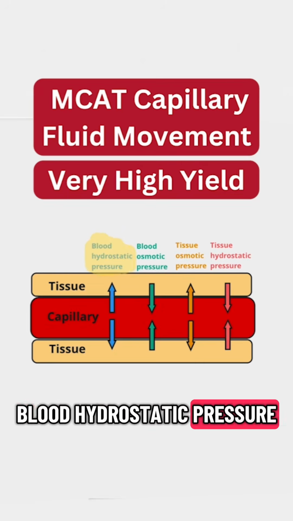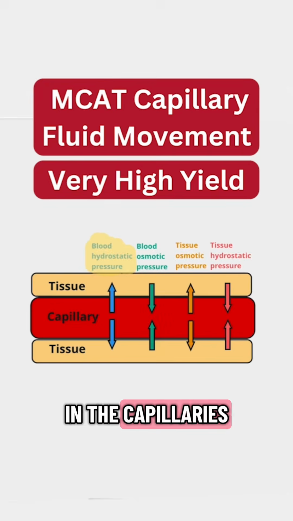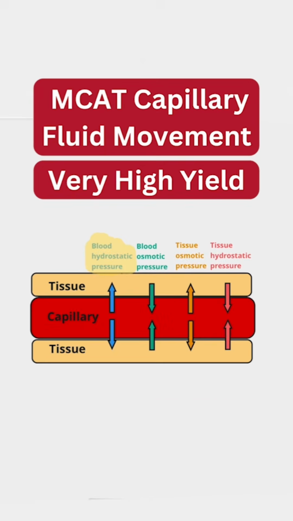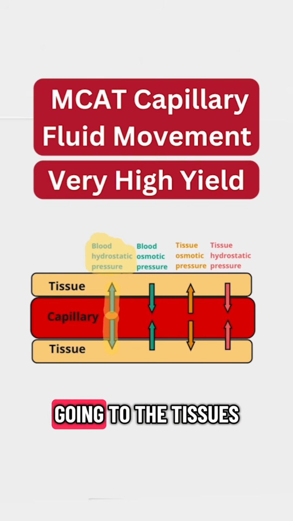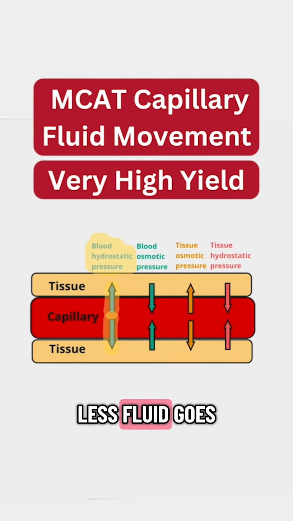Blood hydrostatic pressure is the pressure that the fluid in the capillaries exerts on the walls of the capillaries, and it points from the capillaries to the tissues just as shown by those blue arrows. When this increases, that will result in more fluid going to the tissues. When it decreases, less fluid goes to the tissues.